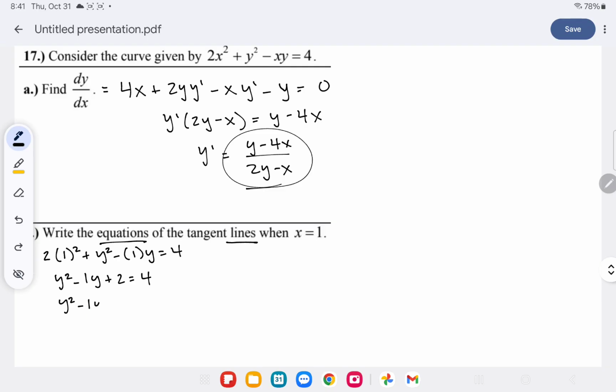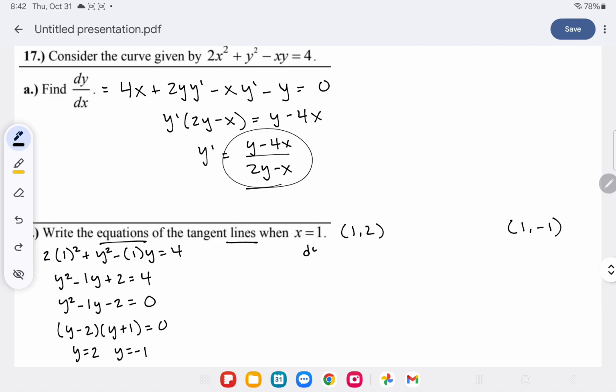Or if I make that equal to 0, since it's a quadratic, I can factor. And so I get 2 values for y. Y could be 2 or y could be negative 1. So there are 2 points where x equals 1. There's a point at 1, 2, and there's a point at 1, negative 1. So we're going to have 2 different equations. So let's do 1, 2 first.